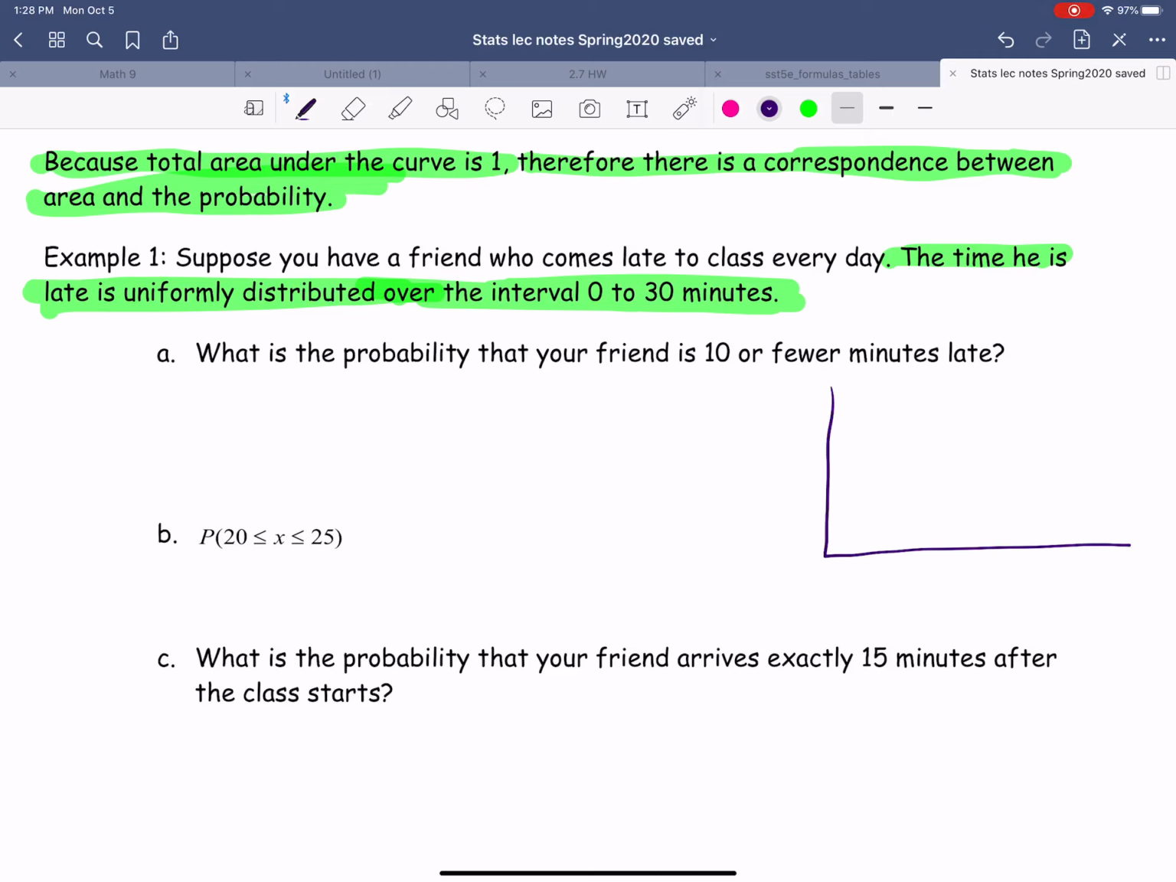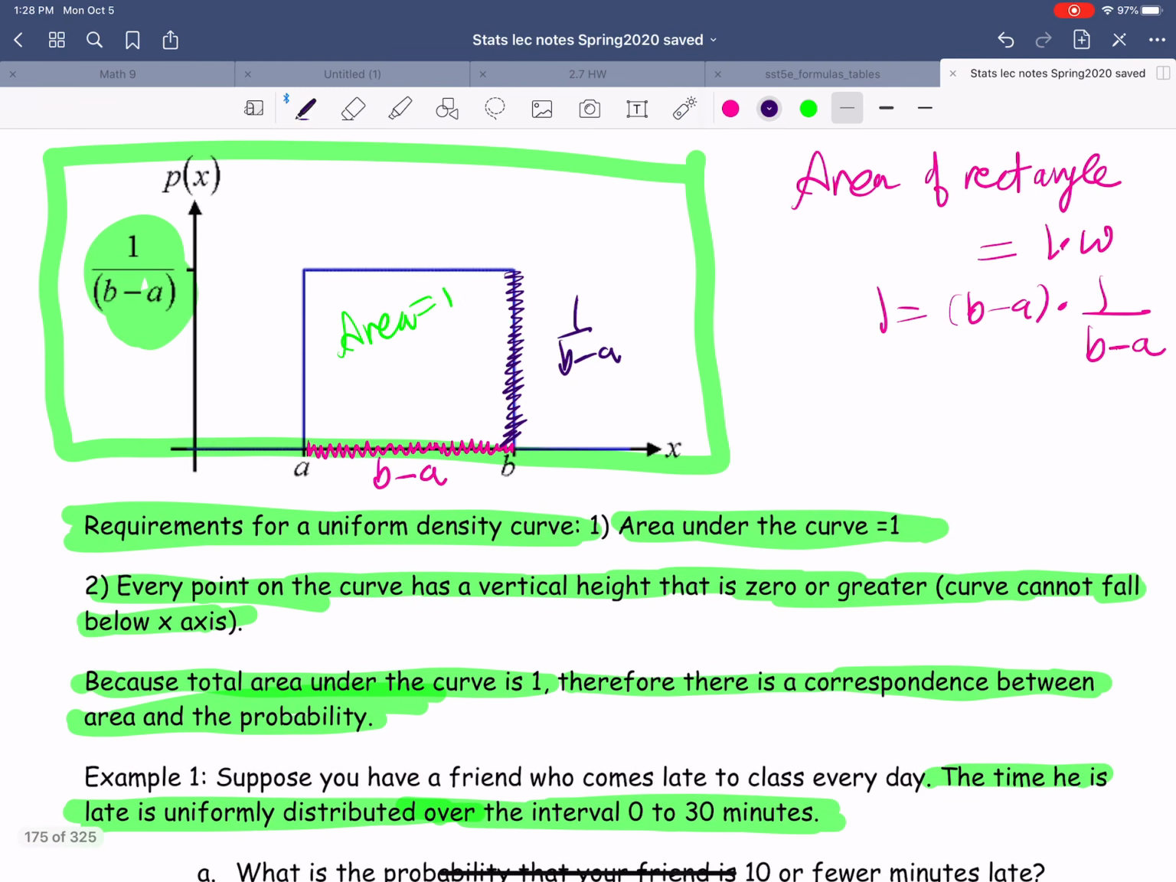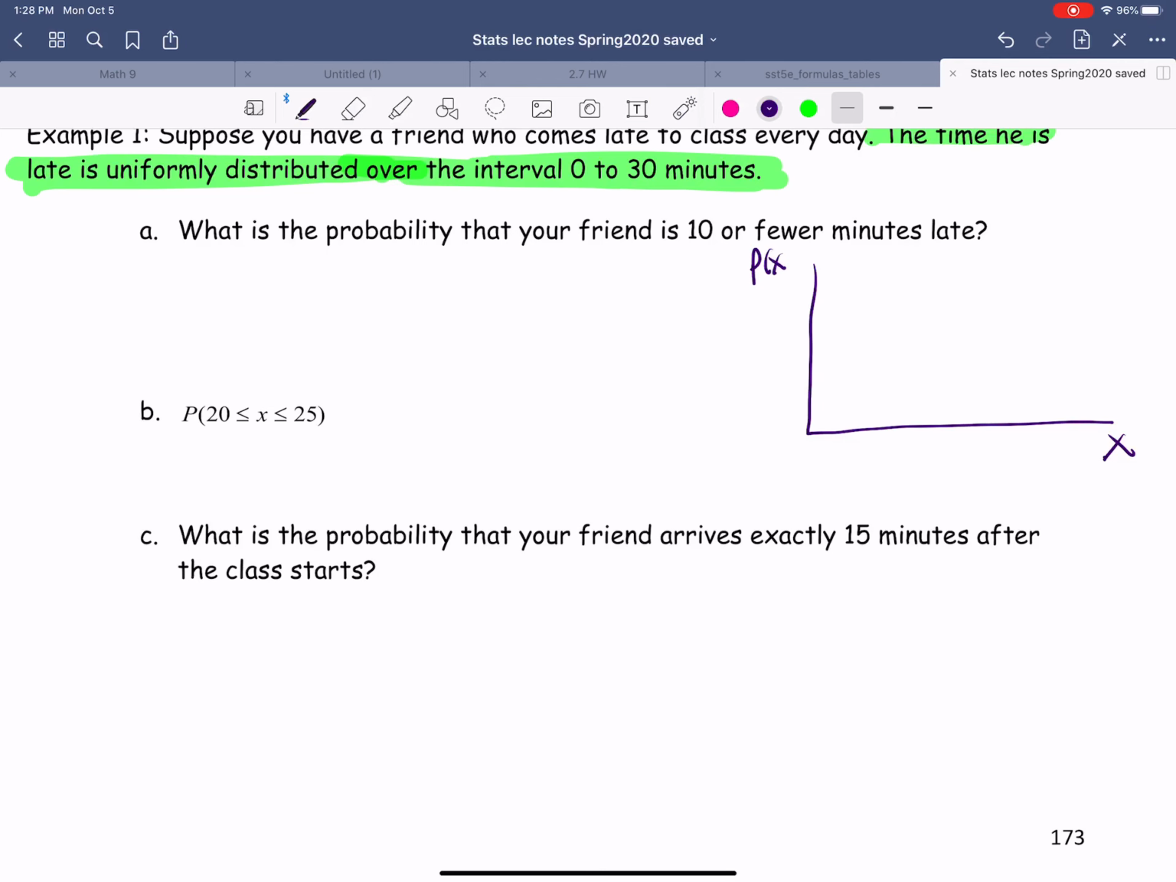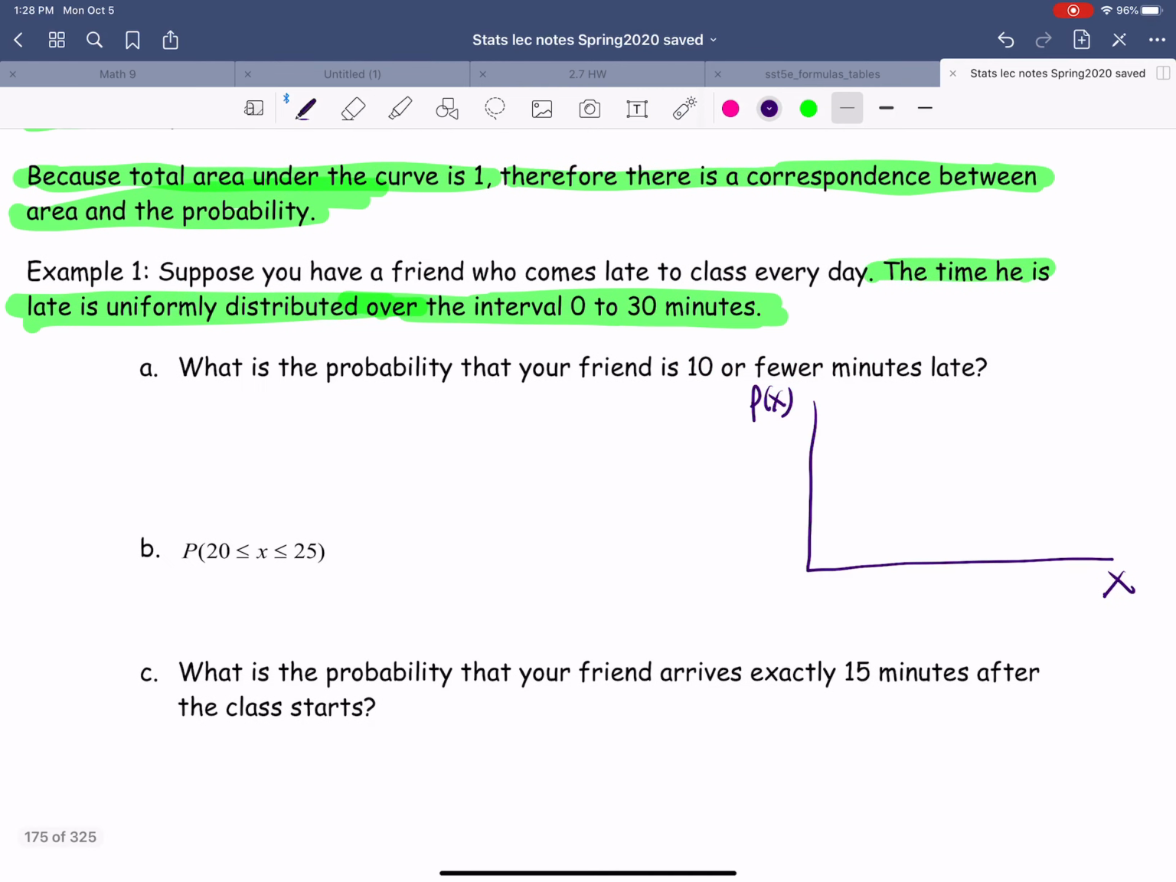Let's go ahead and first of all draw the probability density curve here. In our probability density curve, we have the time on the bottom and probability on the side. I'm going to call the time x and the probability P of x here. It tells me that the time he comes late is uniformly distributed over 0 to 30 minutes. For part A, we're looking to find the probability that your friend is 10 or fewer minutes late. So this is P of X less than or equal to 10.